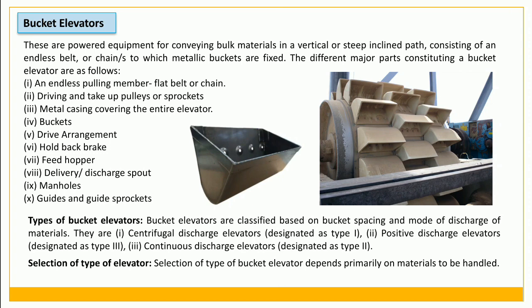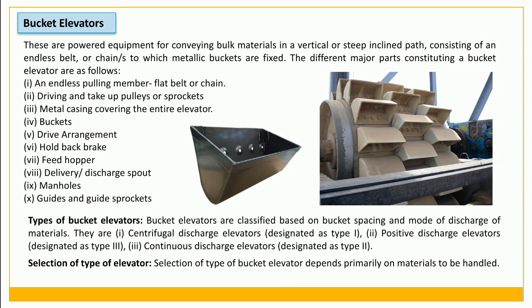They are, number one, an endless pulling member, which is nothing but a flat belt or chain. Then there are driving and take-up pulleys or sprockets at the top and the bottom respectively, mounted on bearing blocks. Then there is a metal casing covering the entire elevator. It consists of a head at the top and a boot at the bottom. So you must understand these two terms: head at the top and boot at the bottom. In the intermediate section, all of these parts are joined at flanges by different fasteners.